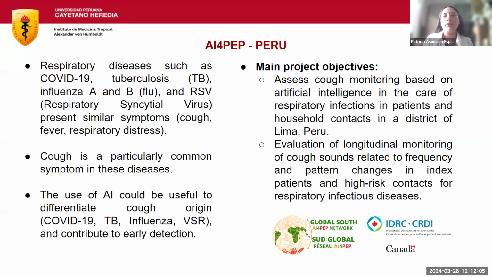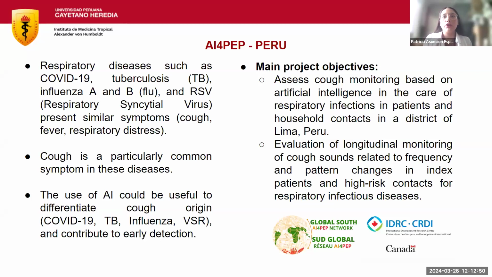And finally, just to talk briefly about the initiative that is led by the Peruvian team in the AI for Pet network. We are working on respiratory diseases, which have a high burden in our population, mainly TB, but also COVID-19, flu, and respiratory syncytial virus, because many of these respiratory infections have similar symptoms. So it's really important, if we have these several infections with similar symptoms, to support the healthcare workers to get a rapid detection of the disease.